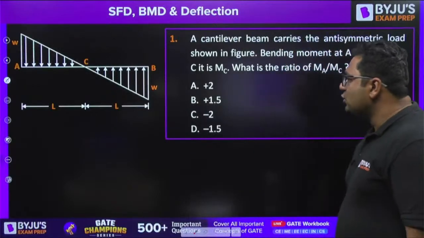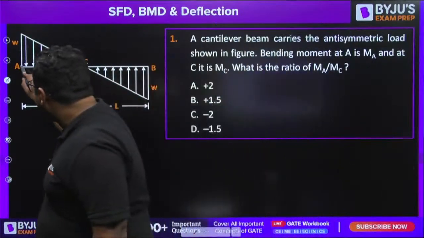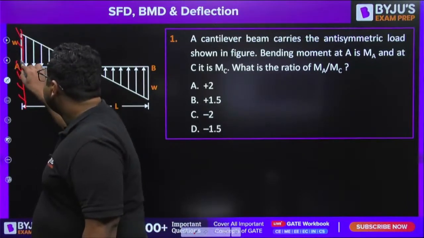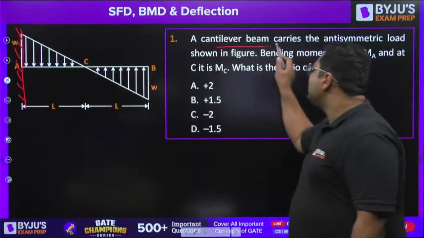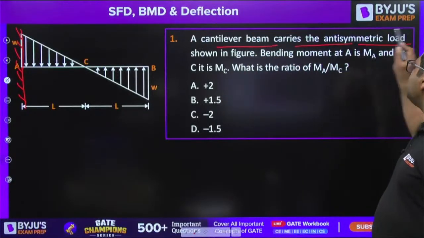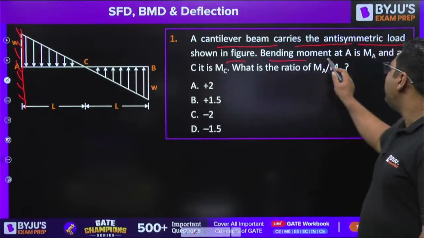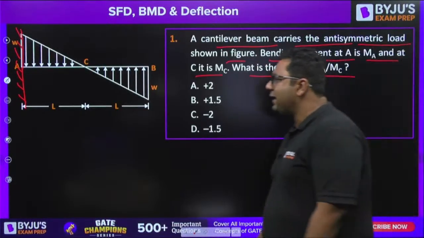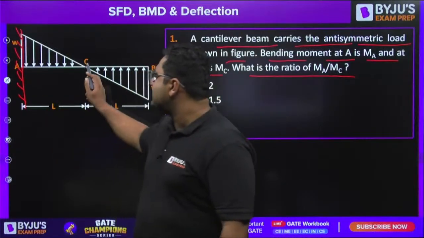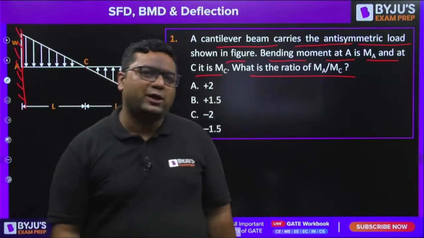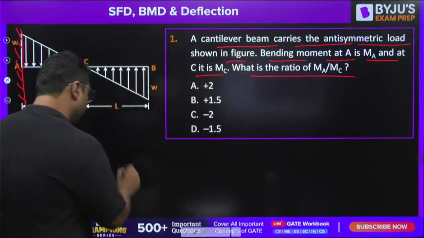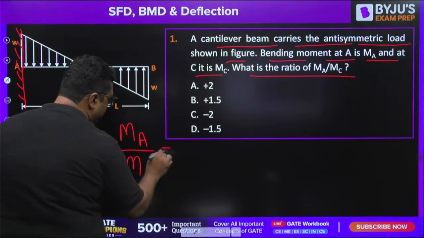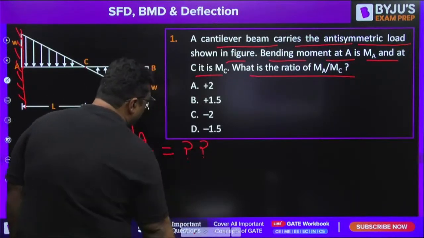So you can see this is the cantilever beam. This is the fixed support. They are saying this cantilever beam carries an axisymmetric load shown in the figure. Bending moment at A is MA and at C is MC. What is the ratio of MA and MC? So you need to find the ratio of the bending moment at point A to the bending moment at point C. Try to solve this question.